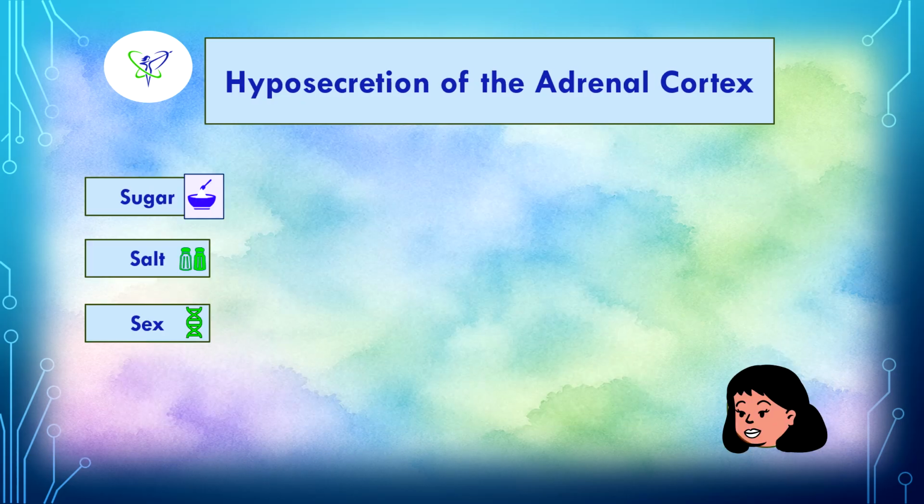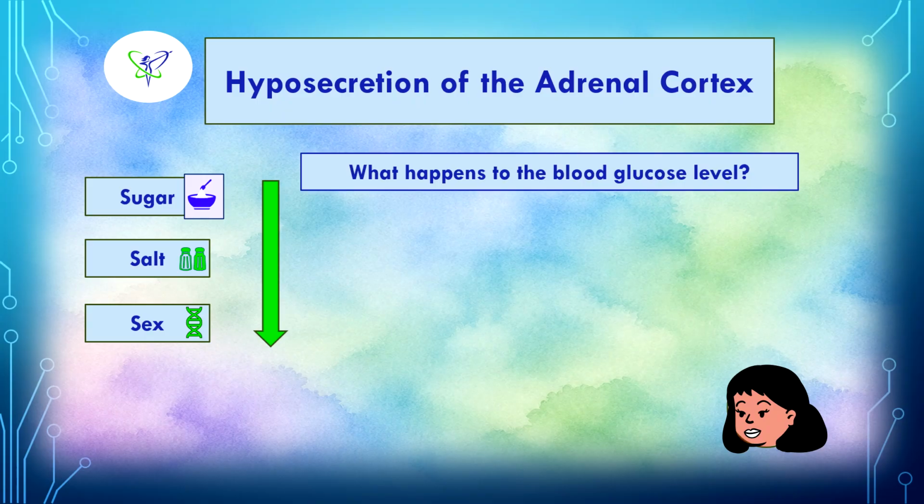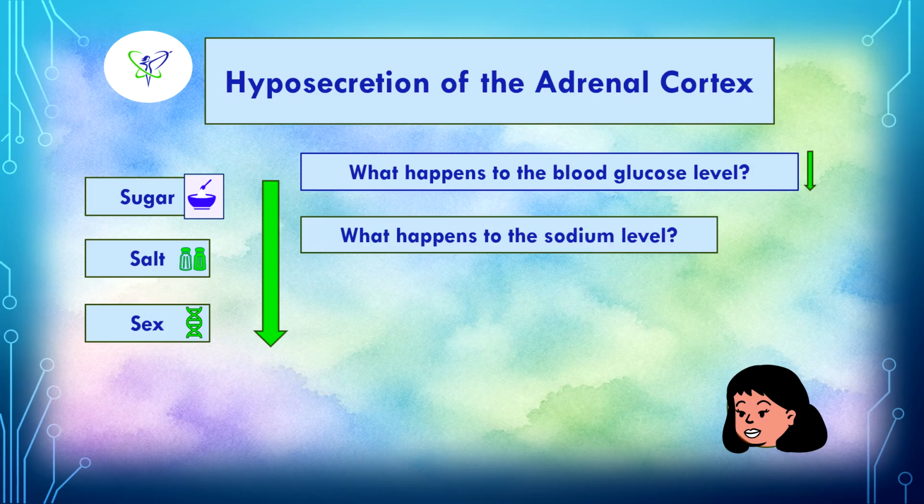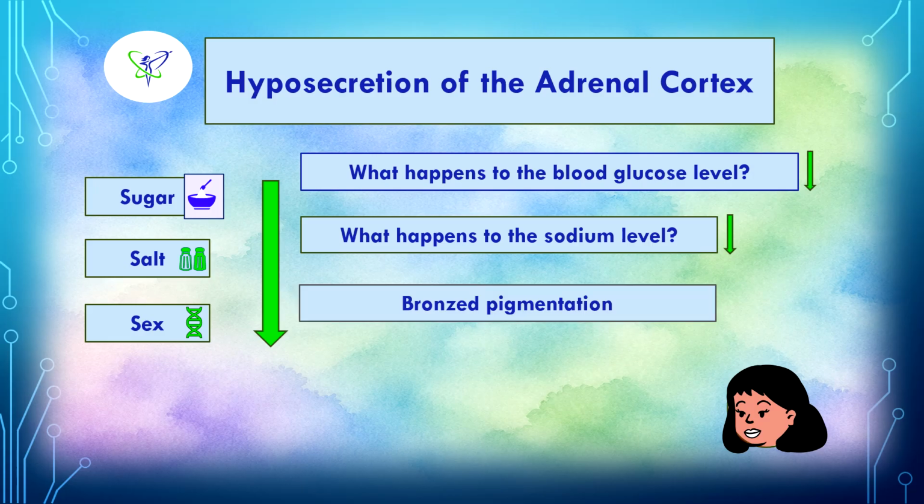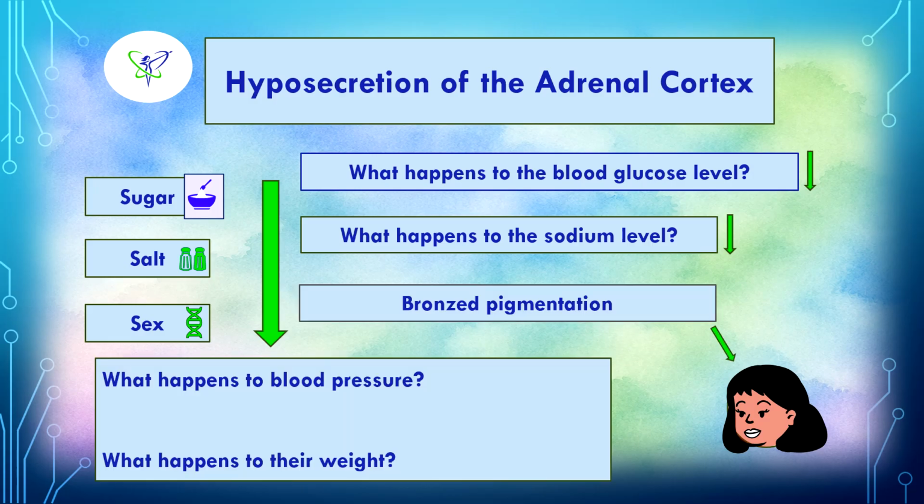With hyposecretion of the adrenal cortex, they don't make enough glucocorticoids, mineralocorticoid aldosterone, and sex hormones. What would happen to the blood glucose level? It would be decreased. What happens to the sodium level? It would be decreased. And you might see bronzy pigmentation. What would happen to the blood pressure if they're not holding enough sodium? It's going to decrease. What would happen to their weight if they're not holding enough glucocorticoids or sodium? It would decrease as well.